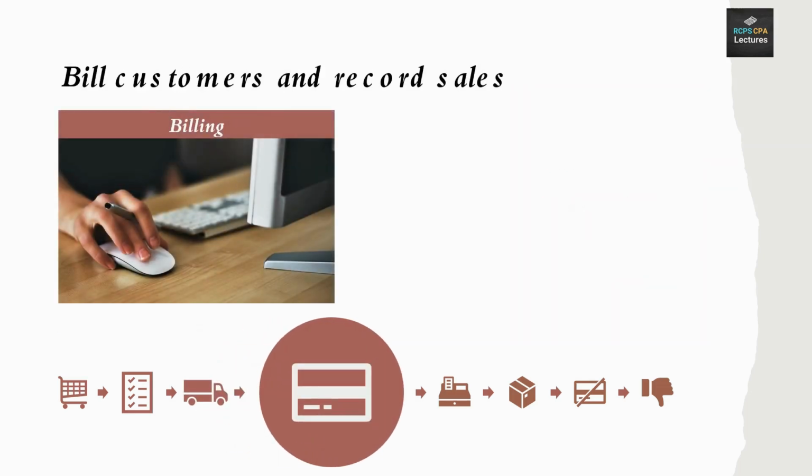The next step is to bill the customers and record sales. Billing the customers informs them of the amount due for the goods delivered, and it must be performed correctly and on a timely basis. The one in charge here is the billing department, which is normally under the finance or accounting function. Now, the most important aspects of billing are as follows.